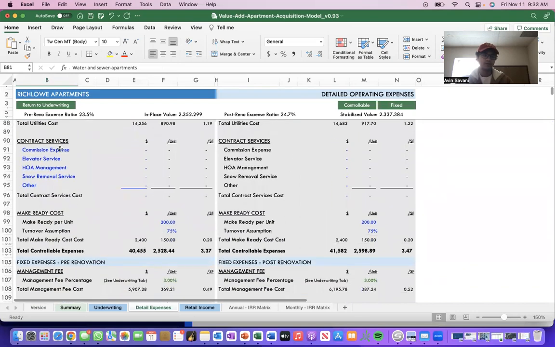All right, and then contract services. These are other external parties that you have contracts with. So commission expense with your broker, that's obviously a contract service, right? Elevator service, HOA management, snow removal service, and other services. This is all displayed here.